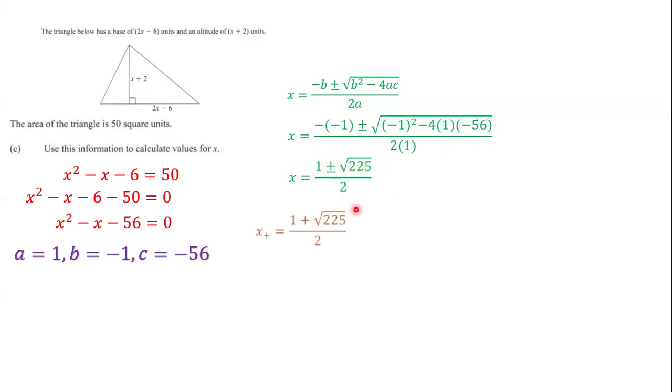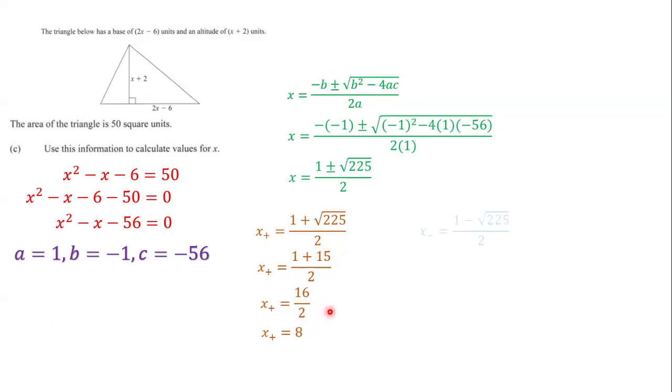And so what we do is we figure out what x positive is. And x positive just basically means that the sign in between these two terms is going to be positive. And so what is the square root of 225? Well, the square root of 225 is definitely 15. And so we have 1 plus 15 all over 2. 1 plus 15 is 16. So we have 16 divided by 2, and 16 divided by 2 is definitely 8. And so we have that x positive is equal to 8.